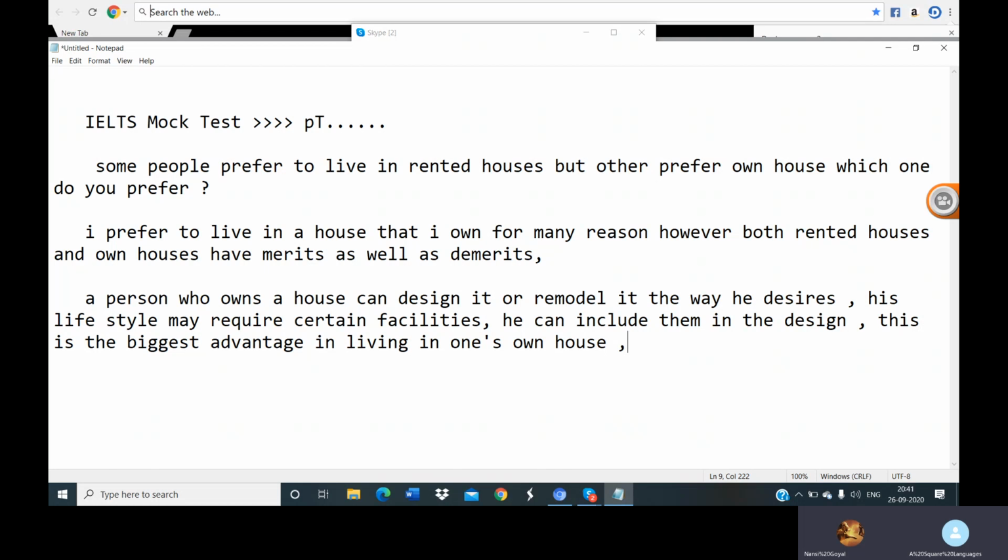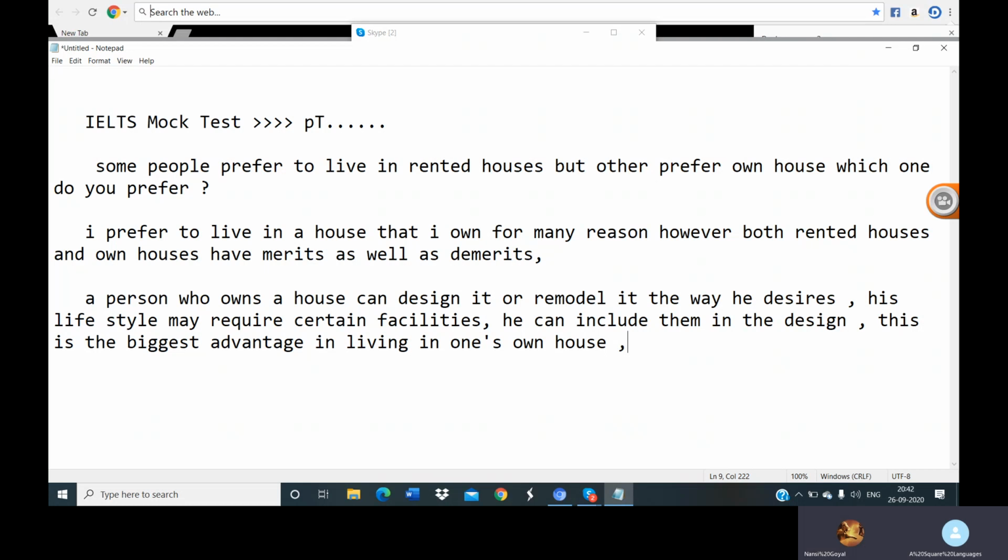So you will say, a person who owns a house can design it or remodel it the way he desires, because you're talking about a third person. His lifestyle may require certain facilities, he can include them in the design. This is the biggest merit or advantage in living in one's own house. Is it clear to you?